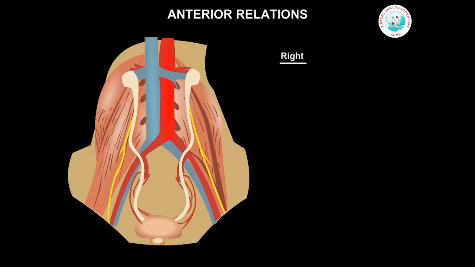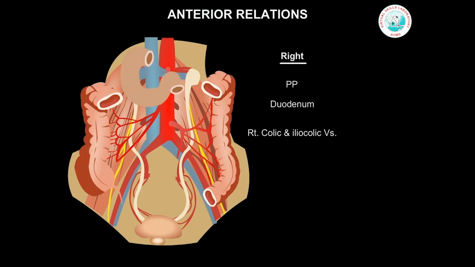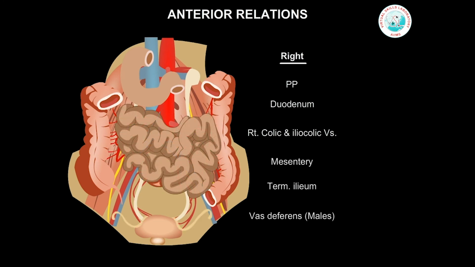Anteriorly, the right ureter is covered by the parietal peritoneum, C of duodenum, right colic and ileocolic vessels, the mesentery, terminal ileum and vas deferens in males. The left ureter is covered by the parietal peritoneum, left colic vessels, mesentery and the sigmoid mesocolon.